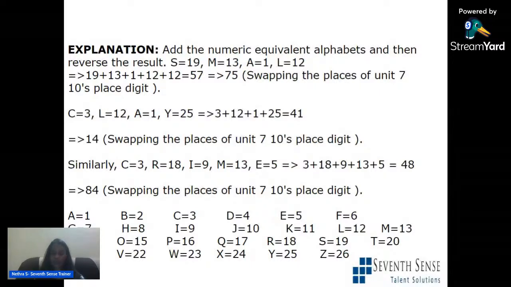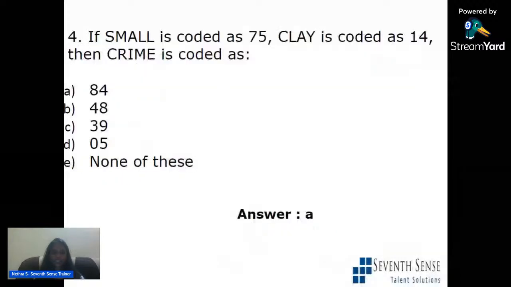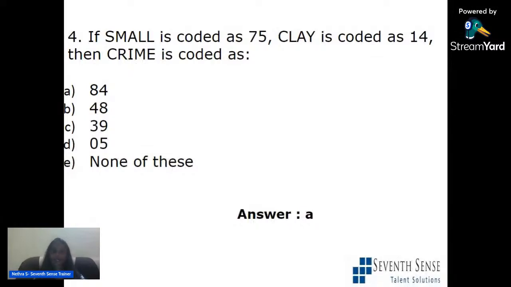So now you understood, right? This question: small is coded as 75, clay is coded as 14, then crime is coded as option A, that is 84. Correct? Understood this? Okay. We'll move on to the next question.